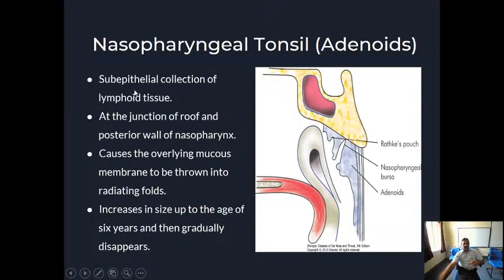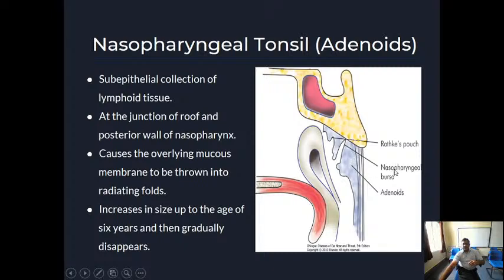Now these are nothing but subepithelial collections of lymphoid tissue at the junction of the roof and posterior wall of the nasopharynx, causing the overlying mucosal membrane to be thrown into radiating folds. This increases in size up to the age of 6 years and then gradually comes down. Its size comes down. Now, associated with this, there are two components.